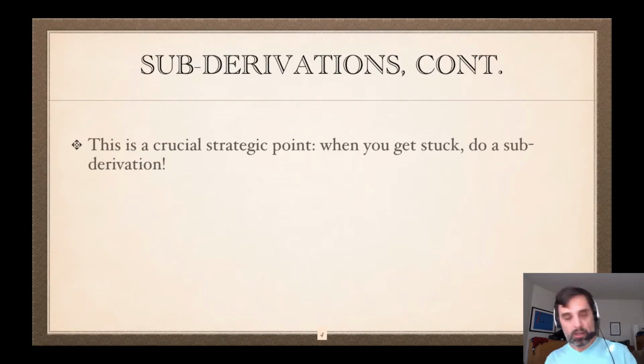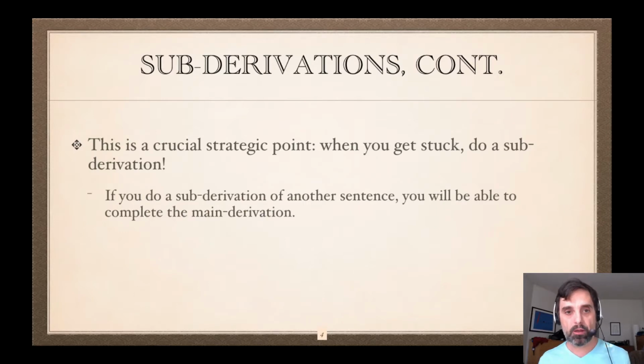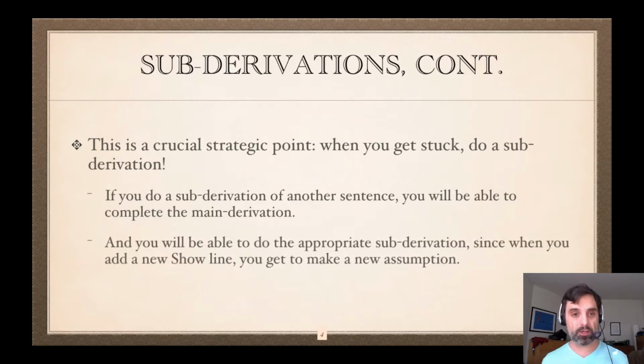So the key crucial strategic point is when you get stuck, do a subderivation. And if you do a subderivation of another right sentence, you'll be able to complete the main derivation. And if you choose a subderivation correctly, it will work, because when you introduce the new show line, you get to make an assumption.